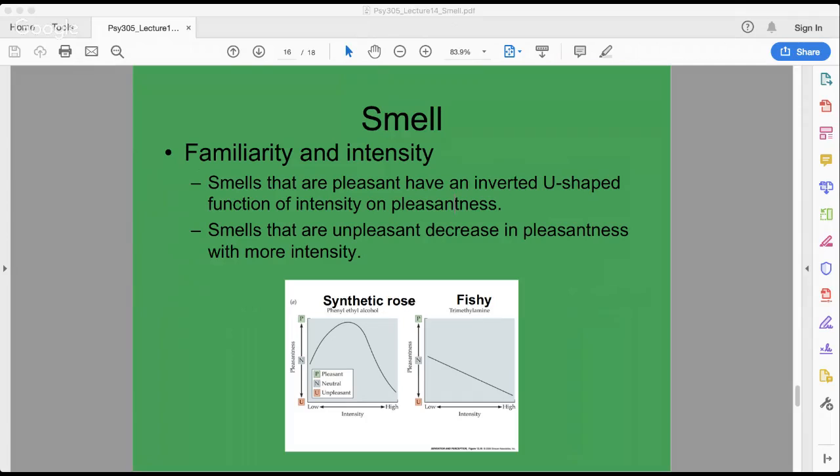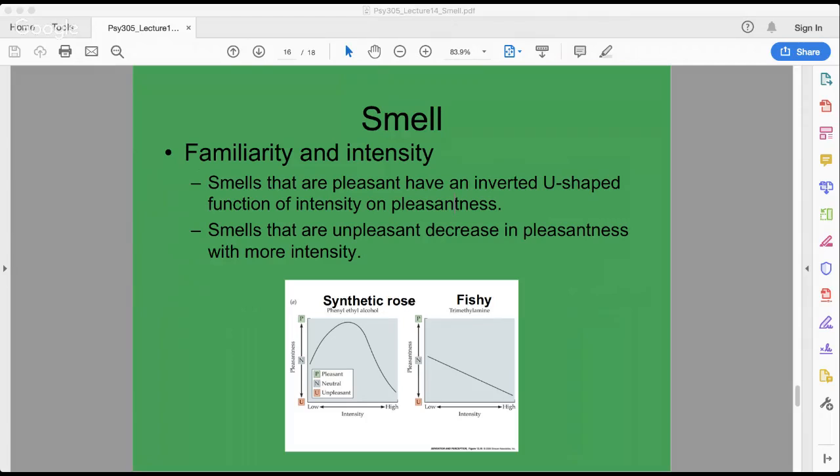So the liking dimension of odor perception is typically measured with scales pertaining to an odorant's perceived pleasantness, familiarity, and intensity. We tend to like odors we have smelled many times before. Smells that are considered pleasant have an inverted U-shape function for the intensity and pleasantness. Intensity has a more complicated relationship with odor liking. Smells that are considered unpleasant decrease in pleasantness with more intensity.